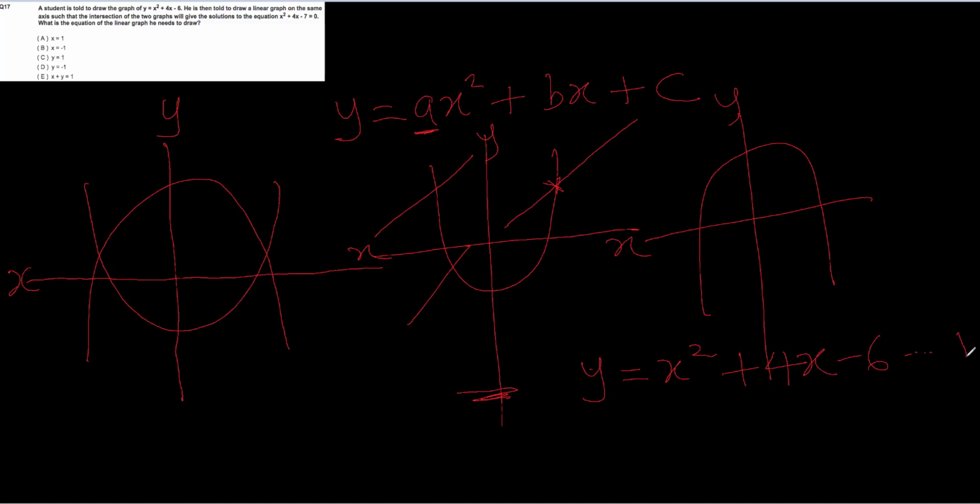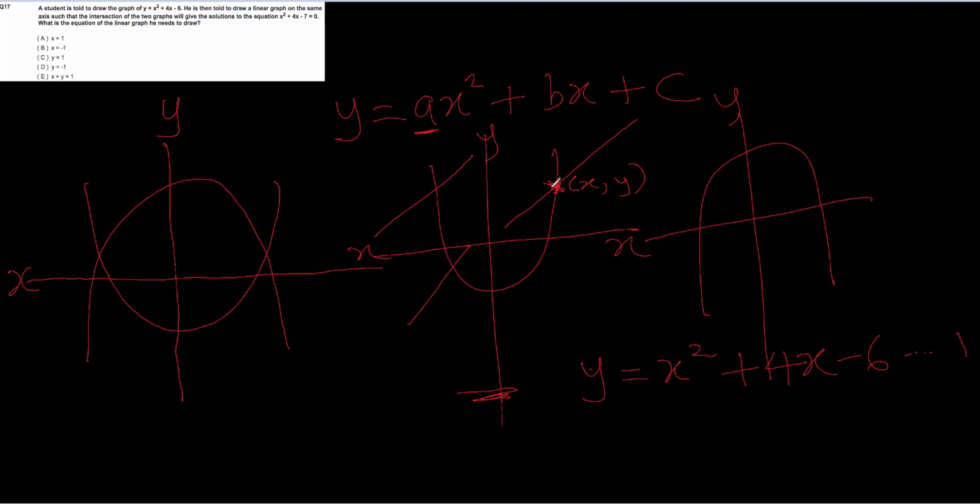Now, what is the second equation? The thing we need to understand is that the point of intersection is a coordinate x, y. The value of x at this point for the linear equation and that of the quadratic equation are equal. And the value of y, they are equal because they intersect here. Okay, so that's very important.